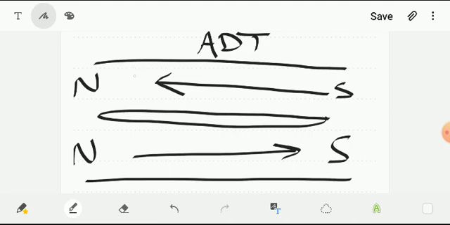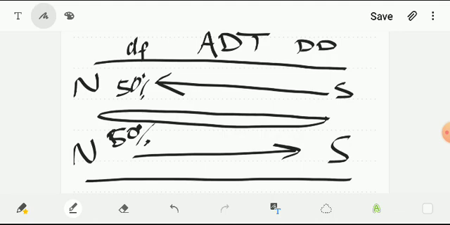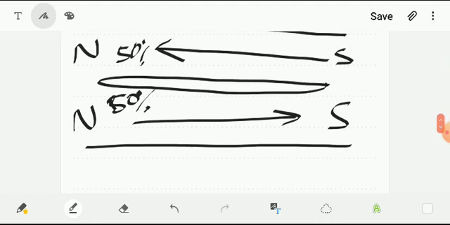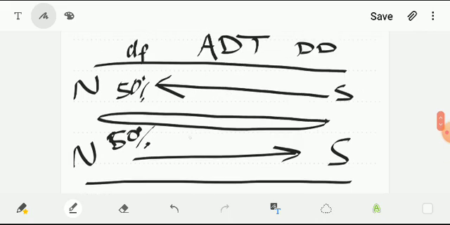Sometimes it's the directional factor, or the directional distribution, DD. Sometimes it's going to be 50% here and 50% here. Or sometimes it's constant, like 60% here, and sometimes 40% here, all along, every day.